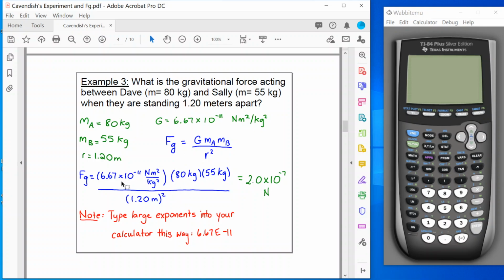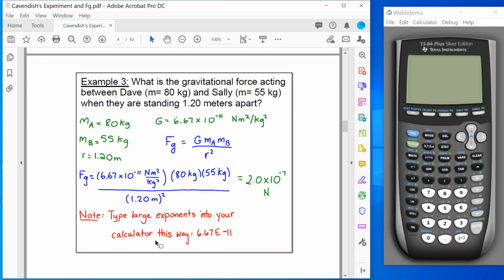So when I type it in my calculator, I get 2.0 times 10 to the negative 7 newtons. That's a really small number. So that force is small enough that neither Dave nor Sally is going to be able to feel it, but this amount of force is acting on each of them. Okay, now this isn't the gravitational force caused by the Earth on Dave, and it's not the force caused by the Earth on Sally. Instead, this is the force that Dave feels because of Sally, and it's also the force that Sally feels because of Dave.